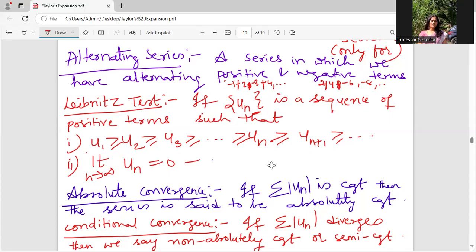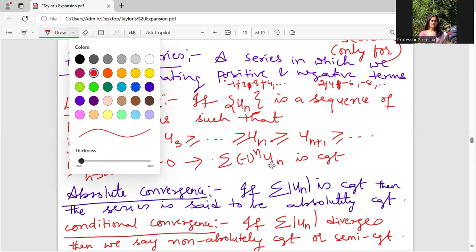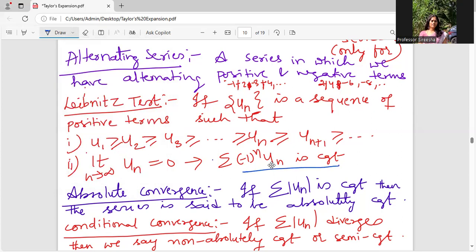Let me write here, summation (-1)^n u_n, which is an alternating series, a series of positive and negative terms. This series is convergent. That's what the Leibniz test says. So the only test that we'll apply in the scope of the syllabus of Engineering Mathematics 1 would be our Leibniz test for alternating series.